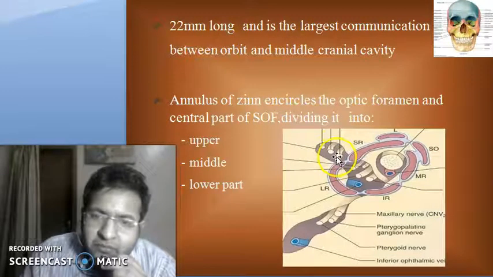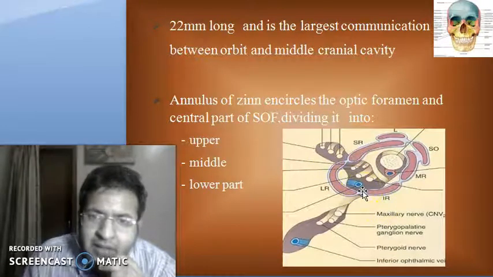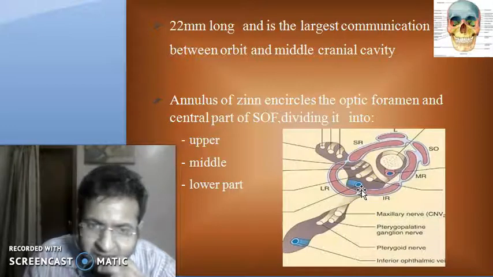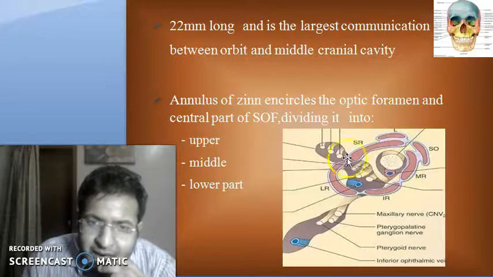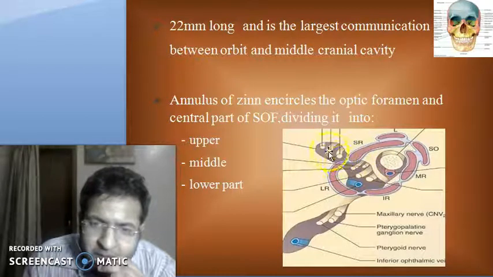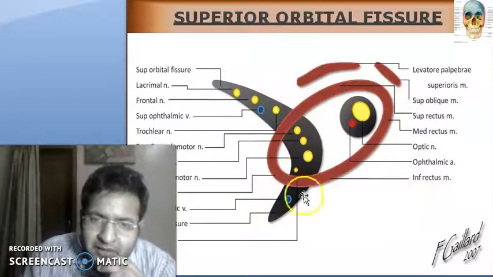The superior orbital fissure is 22 mm long, and it is the largest communication between the orbit and the middle cranial cavity. The annulus of Zinn encircles the optic foramen and the central part of the superior orbital fissure, dividing the superior orbital fissure into upper, middle, and lower parts.